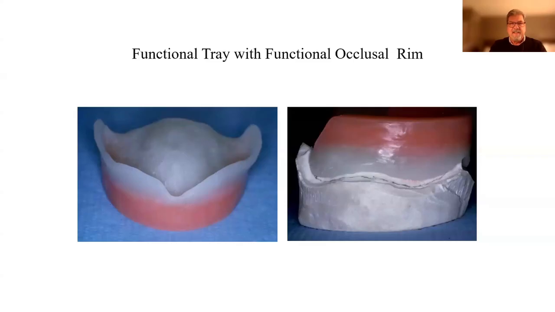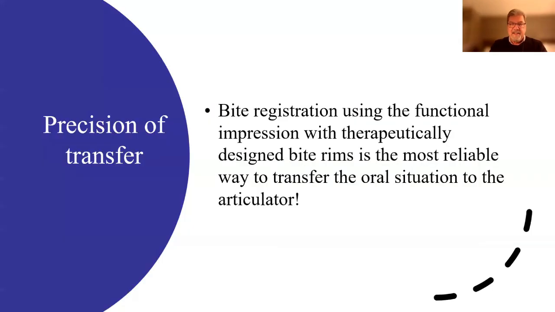This way the material stays in the tray. So I mentioned earlier the functional tray with a functional occlusal rim. This is a typical base plate material you see here. I put an occlusal rim on it, and the doctor's still going to border mold this and take a bi-registration and an occlusal registration at the same time, eliminating a visit for the patient. So that bi-registration, using the functional impression with a therapeutically designed bi-rim, is one of the most reliable ways to transfer the oral situation to the articulator.